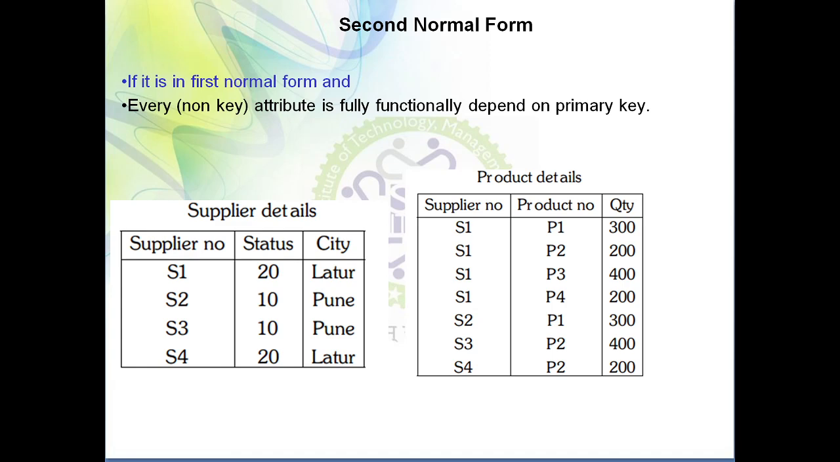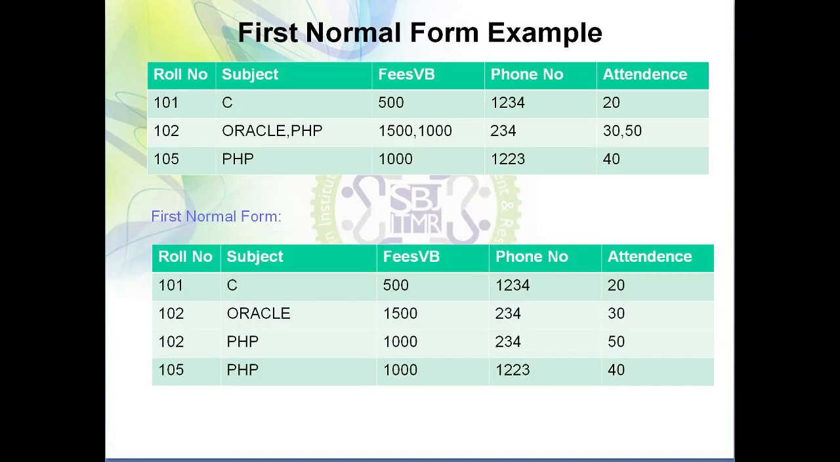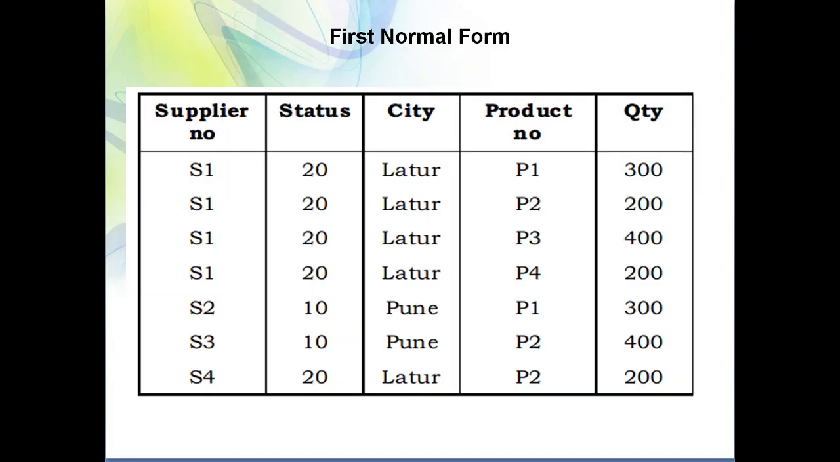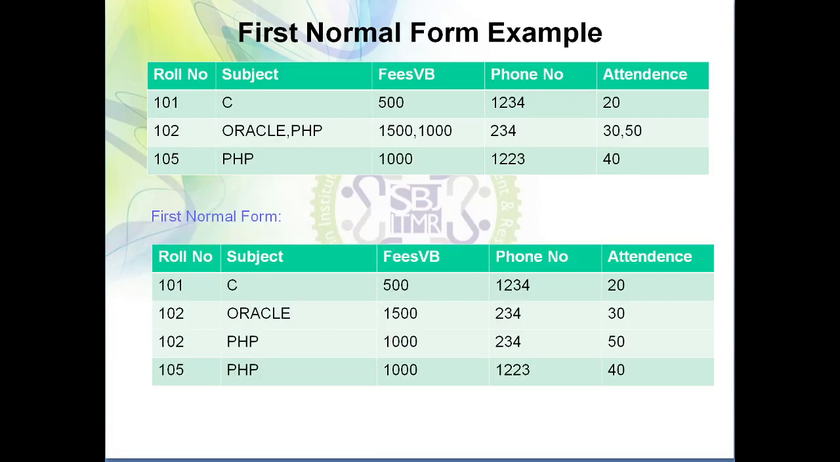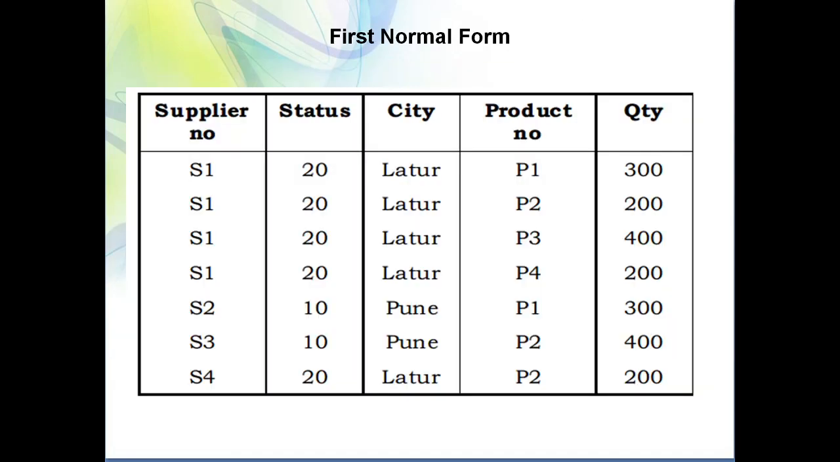So I'll demonstrate this with the help of an example. Can I say this table is in second normal form? Let's check whether this table is in first normal form. Yes, the first condition is satisfied. Now check the second condition. What is the second condition? The second condition says that every non-key attribute should be fully dependent on the primary key, or in another way, as I told you, partial dependency should not be there.